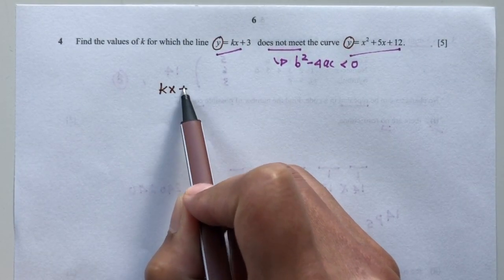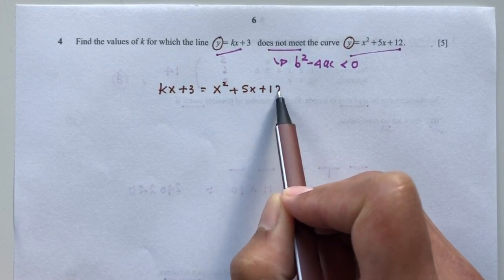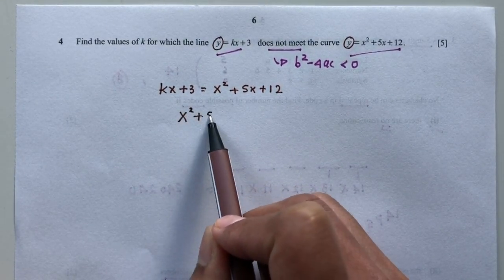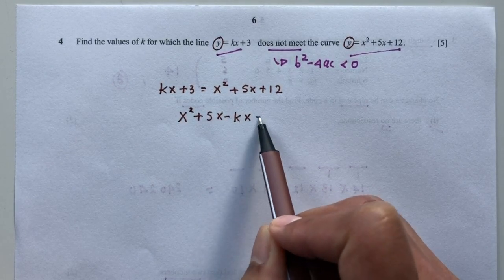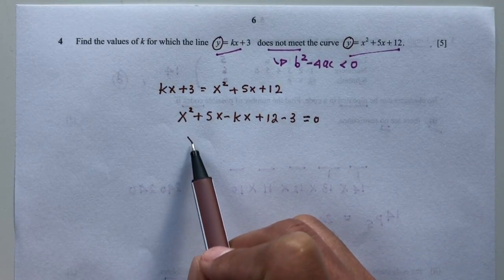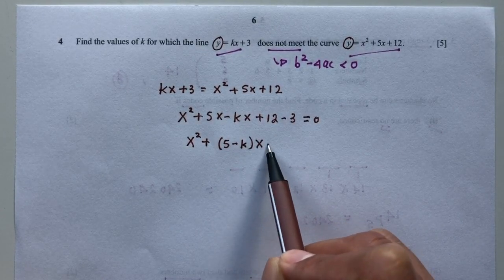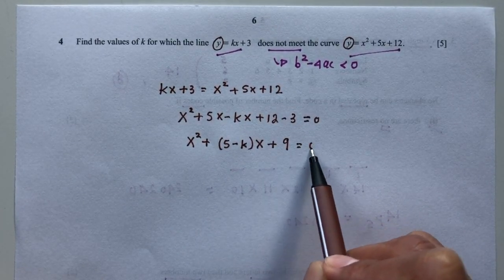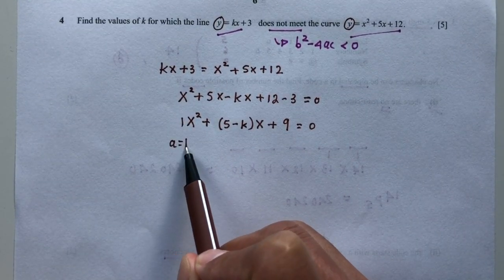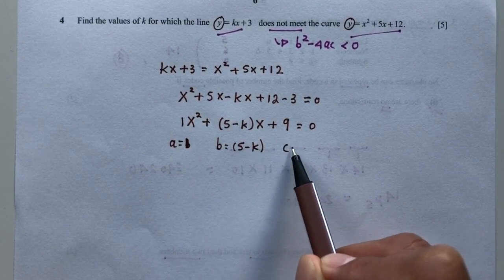So we have y here, we replace. You have kx plus 3 is equal to x squared plus 5x plus 12. Now, we send everything to one side. You will have x squared plus 5x minus kx plus 12 minus 3. Now, let's simplify. You will have x squared plus, you factorize 5 minus k, you take out x, and plus 9 equal to 0. Now from this, as you can see, a is equal to 1, b is equal to 5 minus k, and c is equal to 9.